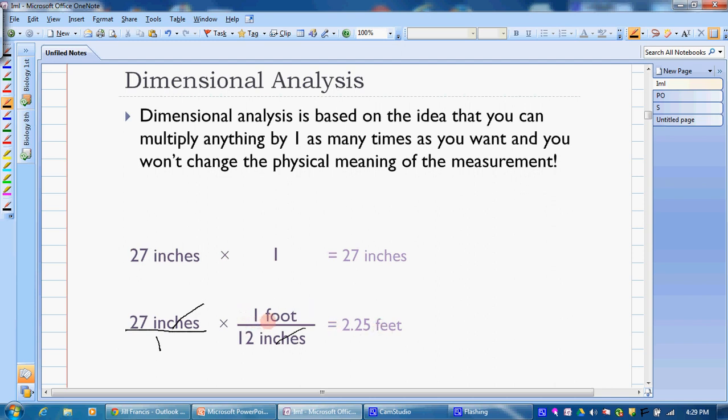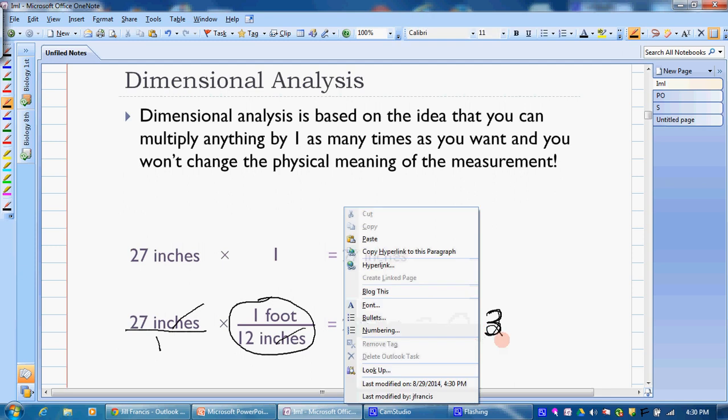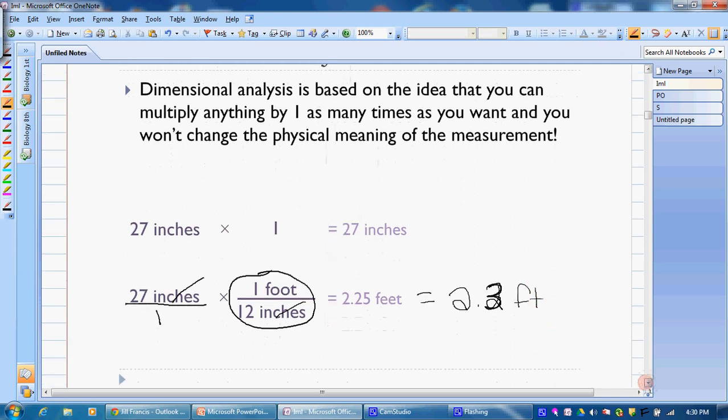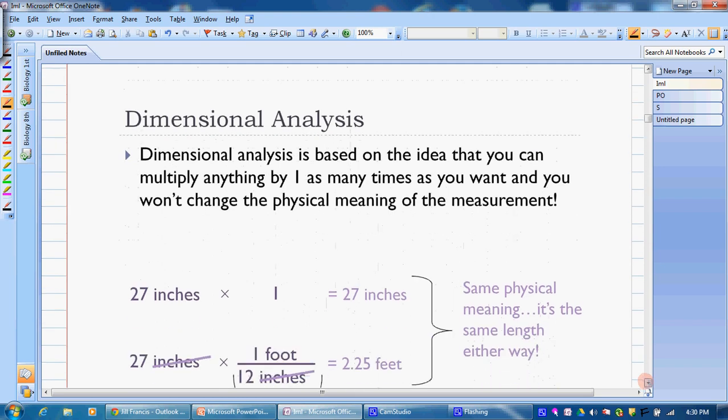Now, we also have to look at significant figures. This is a conversion factor, so it does not count in significant figures. 27 is the number that we need to look at. There are 2 significant figures here, so when we're done with our problem, we need to take our answer and convert it. Oops, this would be a 3, I apologize. Convert it to correct significant figures, I'm sorry. So here the 2 would have to round up to a 3, and then we would have feet for our label. Okay, so that's one example of a dimensional analysis problem.